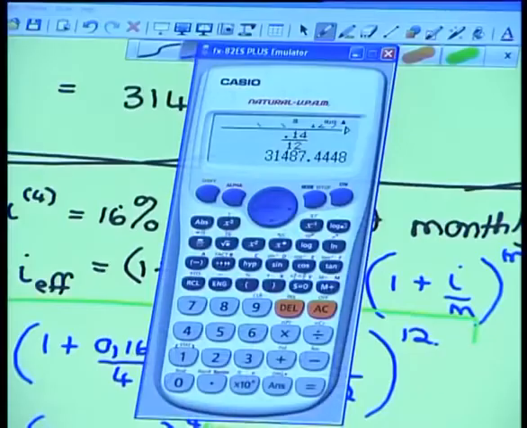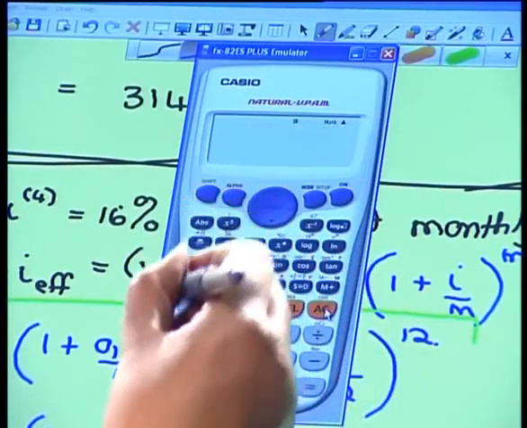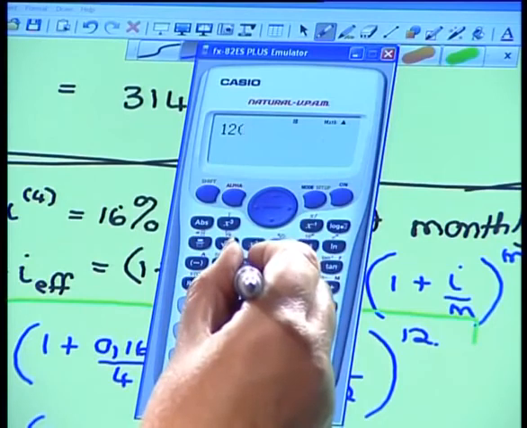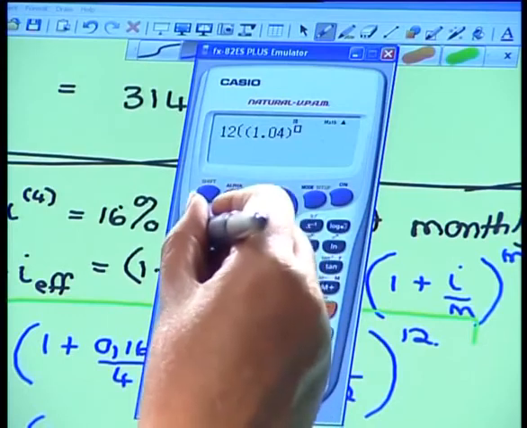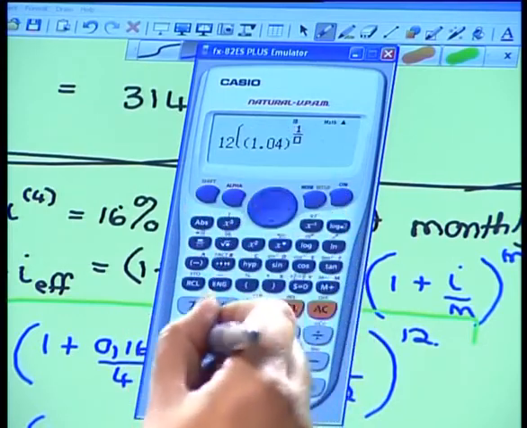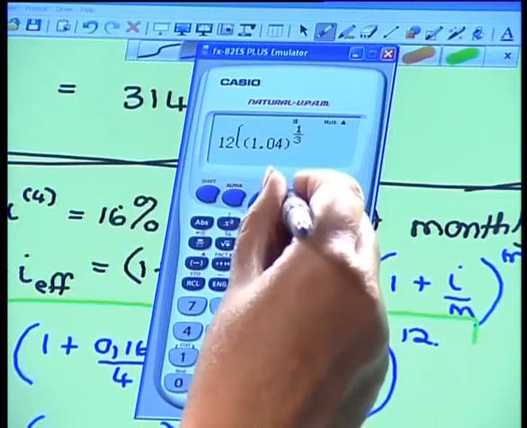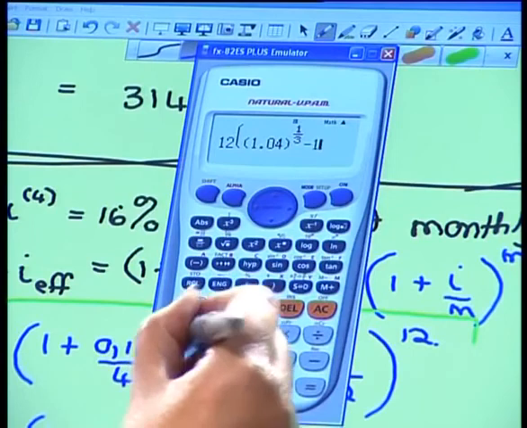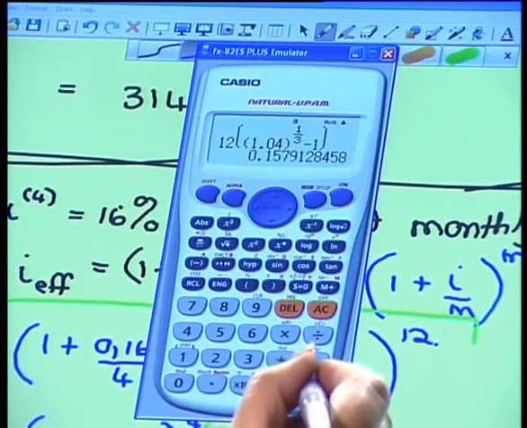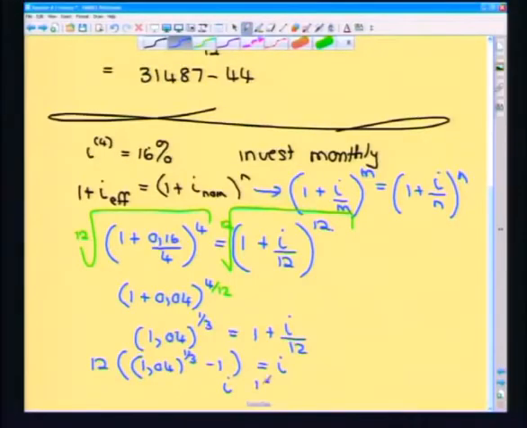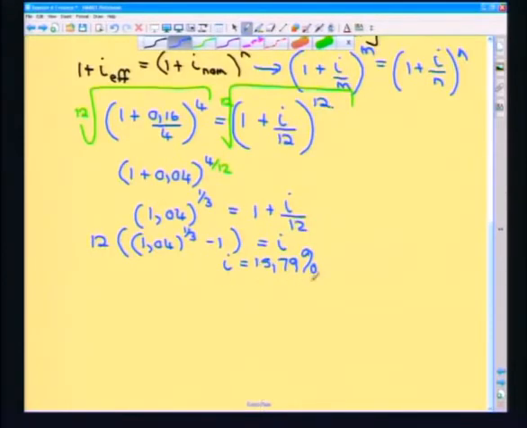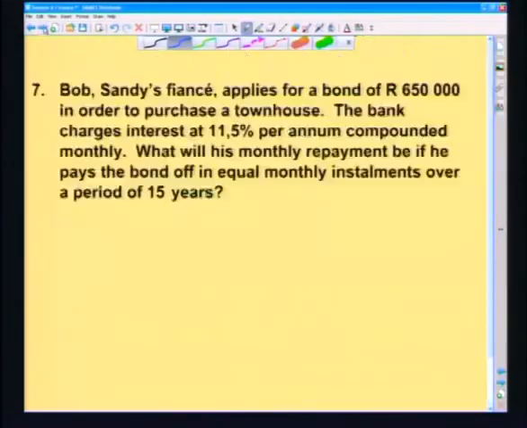Let's pull the calculator up. Let's clear it. And let's go 12 open brackets. Open brackets again, 1.04. Close brackets, raised to the power. And I'm going to put it to a fractional power. That's not a problem. And then I want to minus 1. And I want to close the bracket. And there's my answer. So I find that I is 15,79. Okay, so that would be the interest rate we would work with on our monthly calculations. Right, let's go to the next question.